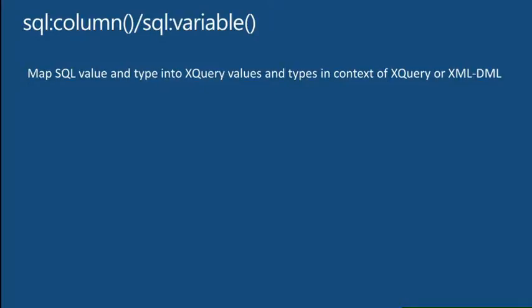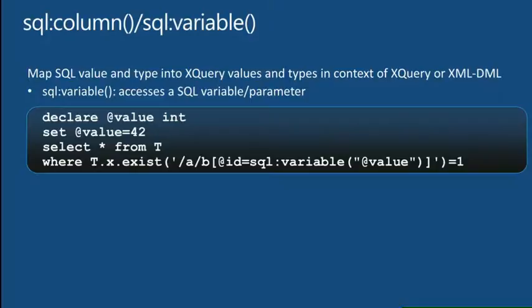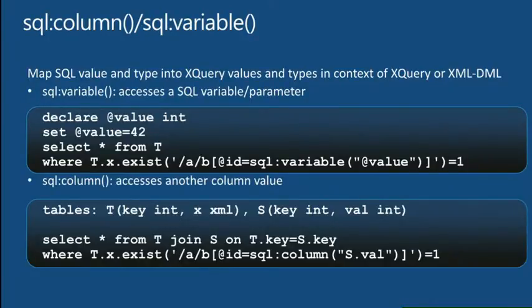Furthermore, there are 2 built-in functions that we provide that give you access to relational data in the context of XQuery. The first one is the ability to refer to a variable or parameter, and the second one is to provide you access to another column in another table. And that gives you the ability to do joins. There are now basically 2 ways of doing joins.